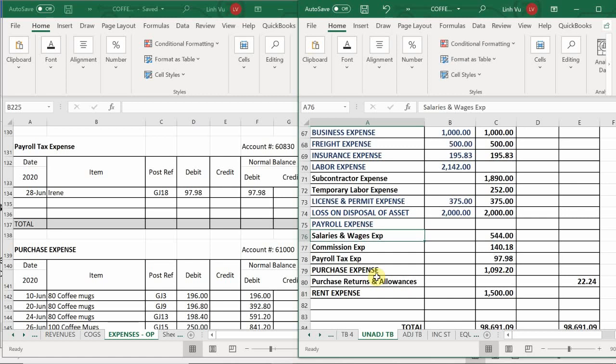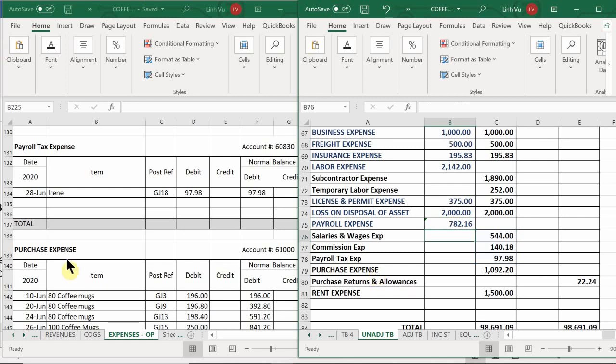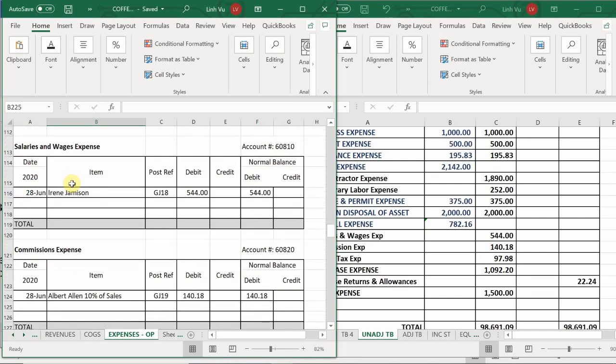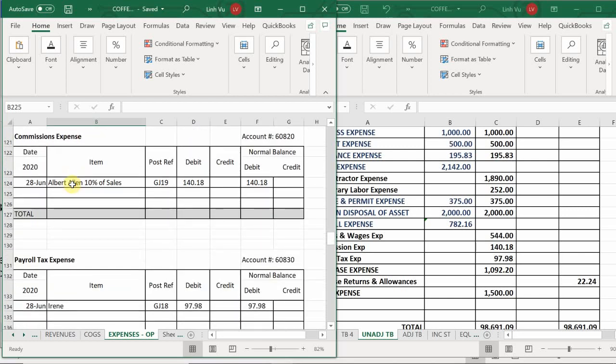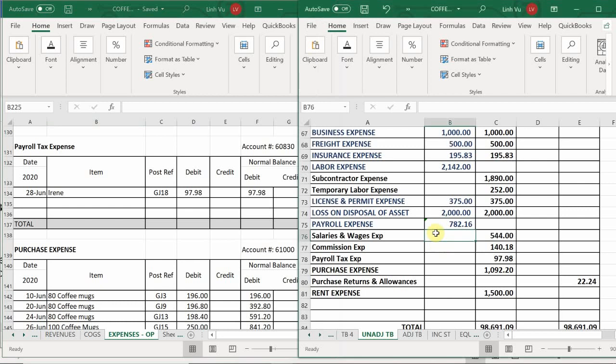which is including my salaries, commissions, and my taxes. Okay. So let's double confirm that none of those values changed. So we have salaries and wages for $544. We have our commissions at $140.18, and we have our payroll taxes for $97.98, giving us a grand total of payroll expenses to be $782.16. Okay.